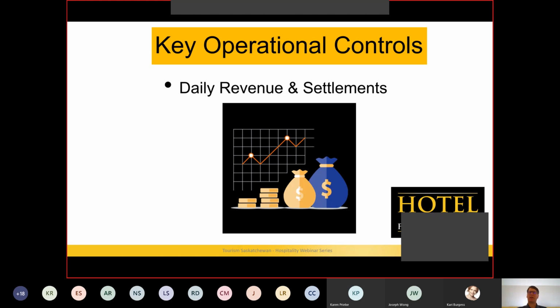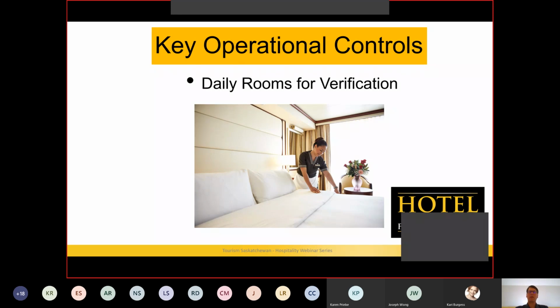And with revenues, the other side of them are the settlements, the cash, the credit cards. And knowing that that's an integral part of what happens every day and understanding how it works inside out is critical. Another thing you want to make sure you do is a daily rooms verification. And I know that a lot of people have gotten away from doing this. And really what it is, is a check between housekeeping and the front desk. Housekeeping cleans the rooms, front desk checks them in and checks them out.